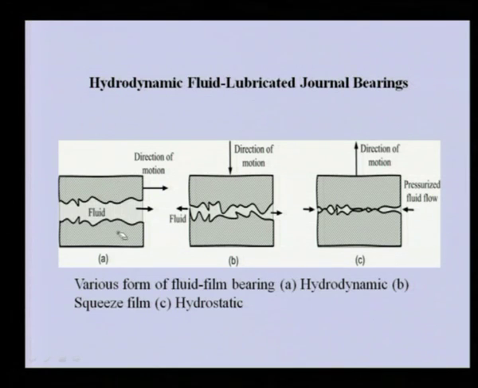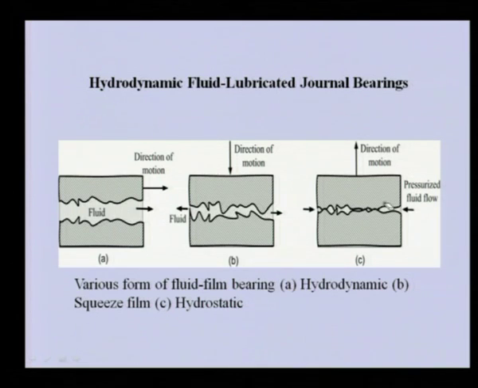There will be no metal to metal contact between the moving body and the stationary body. Another kind is the squeeze film. In squeeze film lubrication, generally the force or the motion is in this direction, and whatever lubricant is there between the two bodies will get squeezed out during the motion, and this generally gives some kind of damping into the system, but not stiffness as such.